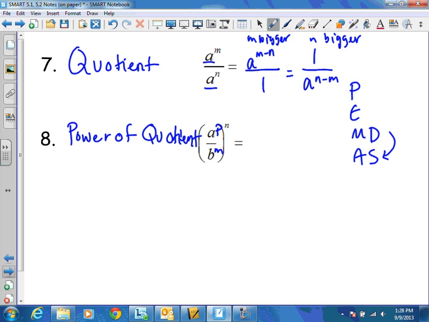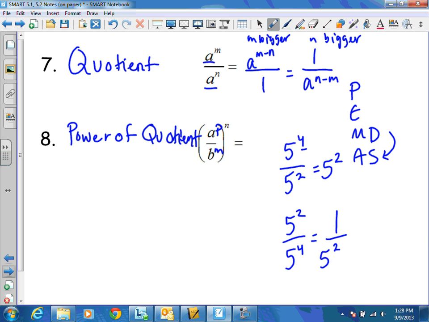So let me just show you really quick. If I had 5 to the 4th over 5 squared versus 5 squared over 5 to the 4th, this one is bigger on top, so I'm going to do 4 minus 2, which would be squared. This one is bigger on bottom, so I'll go 4 minus 2 on the bottom. Does that make sense? Either way, can you still get the same answer?